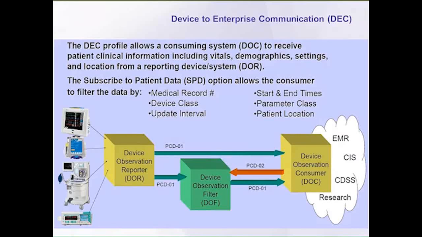So I'll spend a few minutes on each one of the profiles. This is the first one, the Device to Enterprise Communication, or DEC. On the left side, we have devices. They produce observations. Those observations are communicated to consumers. There's a variety of consumers, but ultimately it's to create the electronic medical record for patients. If there's too much data coming through from the devices, to avoid the fire hose effect, we also support an optional device observation filter.